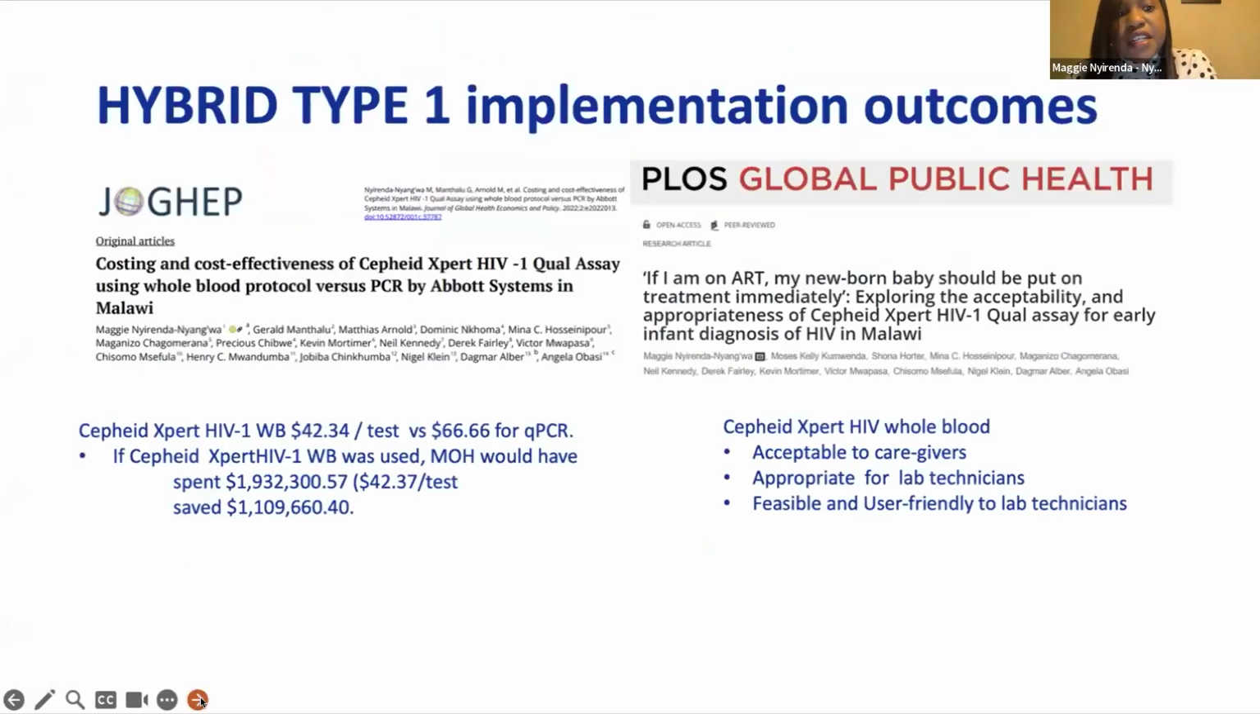In terms of cost effectiveness, its cost of $42 was cheaper than PCR, which was $67. And if the Malawi government had used this, they would have spent 1.9 million and saved 1.1 million. And overall, laboratory technicians found it acceptable, appropriate, feasible, and user-friendly.